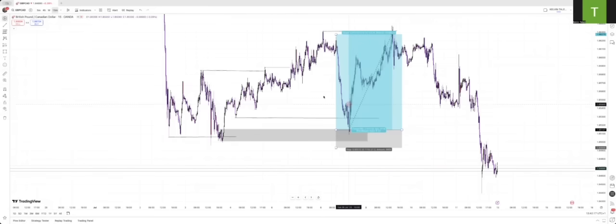So same thing happened on GBP CAD. Now on GBP CAD, we have this high that gave us this particular low, and price did what? Swept this previous low here, then went on to break structure to the opposite direction, just like what I said. Once you see the liquidity sweep and a market structure shift in the opposite direction, right?